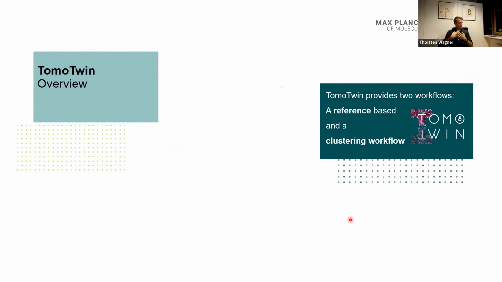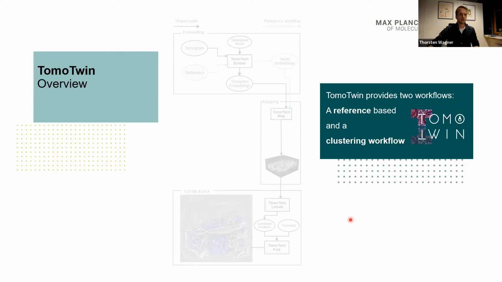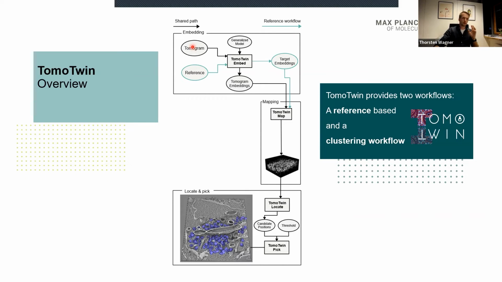And now let's look at how the model that we got actually performs. TomoTwin provides two workflows to do the picking, a reference-based workflow and a clustering workflow. The reference-based workflow works like this. You have your tomogram, you have your generalized model, and you pick one single reference for your protein. You can also pick two references per protein. That doesn't matter, but you need one reference. Then you embed the tomogram and the reference, and you get tomogram embeddings and reference embeddings.